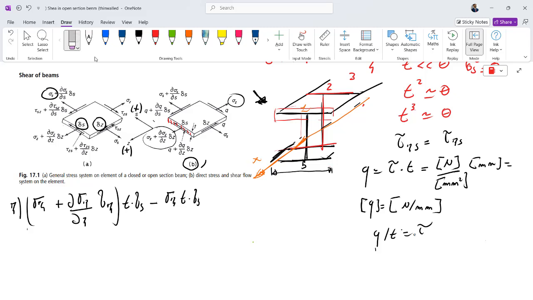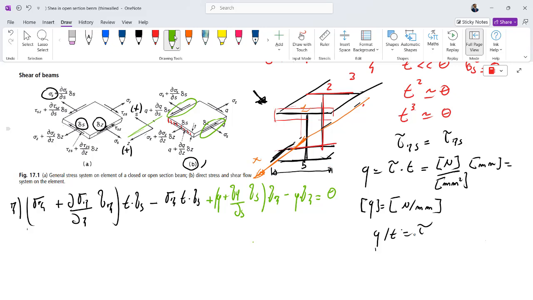Now the other quantity to take into account along the zeta axis is this shear flow here, and this shear flow here. This shear flow is directed along the zeta positive axis, so we have plus Q plus dq divided by ds times ds, and the other shear flow is directed in the opposite direction, so it's minus Q times ds. Okay, clearly I made an error here, I must multiply by dz.